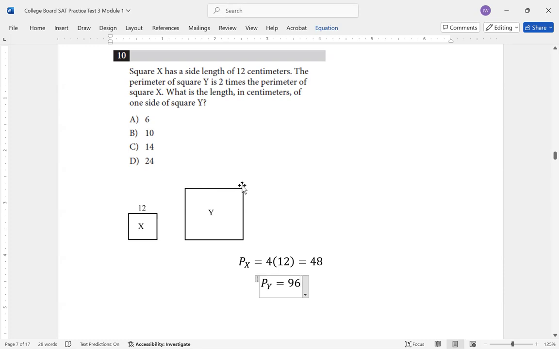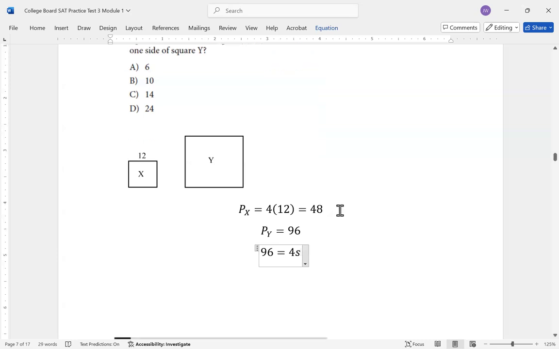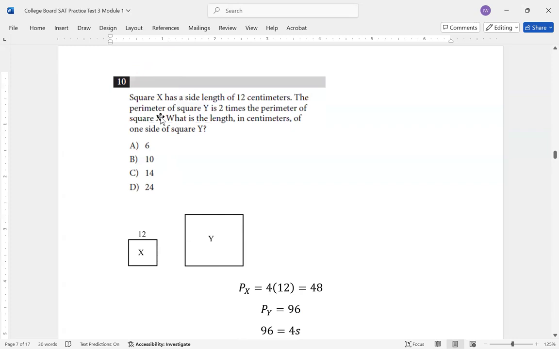Remember, perimeter is the length of all 4 sides, so that means 96 is equal to 4 times the side length of square Y. And if you divide 96 by 4, you get that the side length is 24. So the side length of square Y is 24, and that's option D. So D, 24, is the answer to question 10.